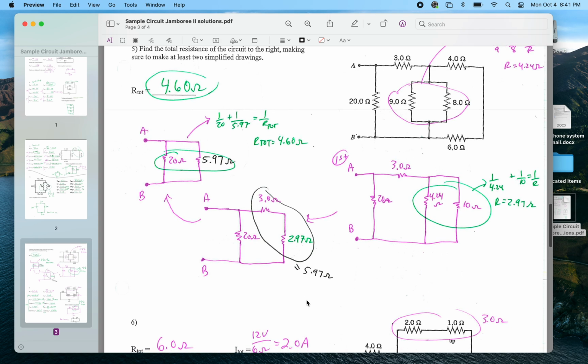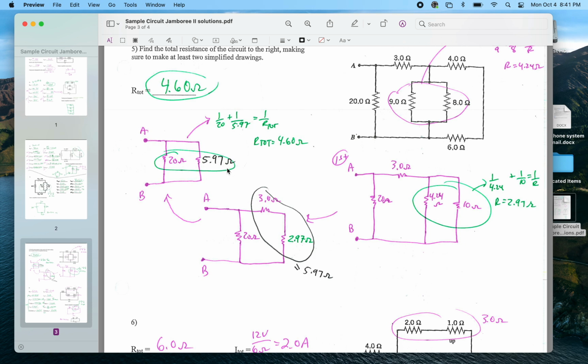Down here, I'm going to redraw for a second time, so that's my second redrawing. I have 3.0 ohms up here. All this mess became 2.97 ohms. 3 and 2.97 are in series with each other, so that's 5.97 ohms. So now this last redrawing says this middle part is 20 ohms, which has always been, and all this mess over here has been simplified to 5.97 ohms.